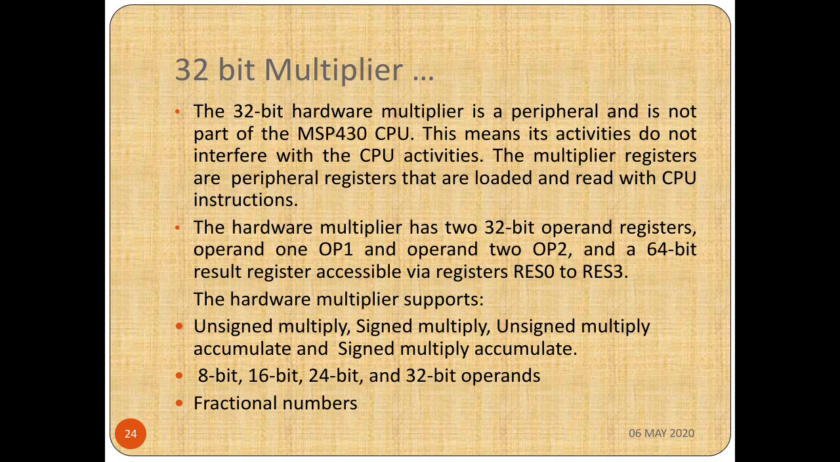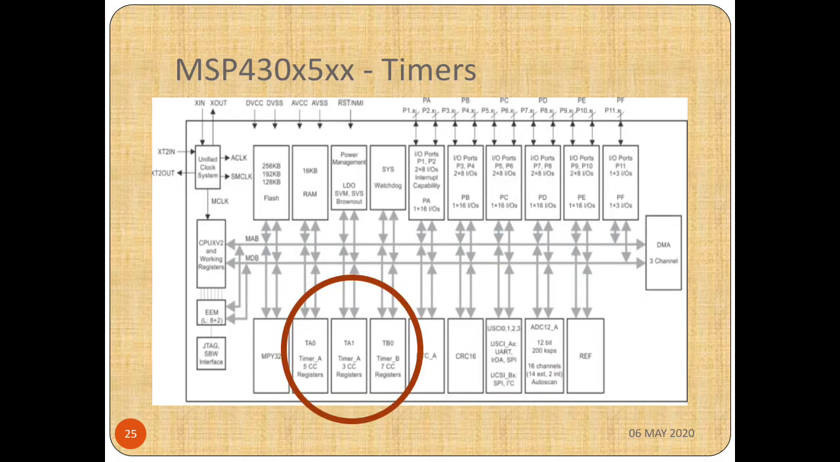So if we go in depth of this, it can perform unsigned multiplication, signed multiplication, signed accumulate multiplication, and unsigned accumulate multiplication, where the operand sizes are 8 bit, 16 bit, 24 bit, and 32 bit, and it can perform fractional numbers also. Up to now we are seeing multipliers, that is, the earlier versions of 5XS, where we have only unsigned multiplication, but by using this 32-bit multiplier we can perform unsigned multiplication and fraction multiplication also.